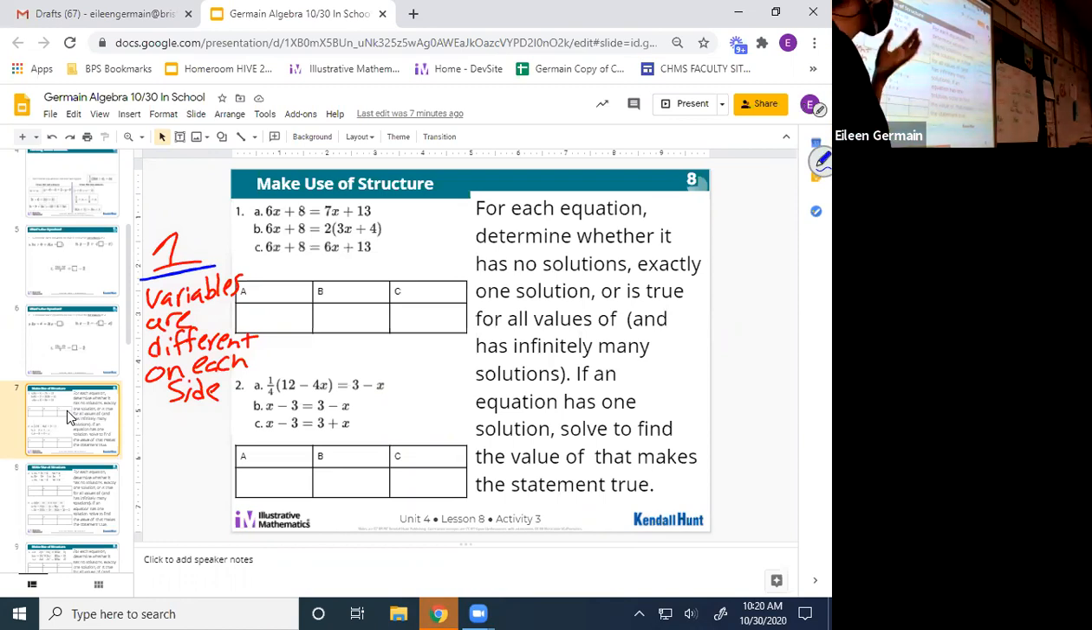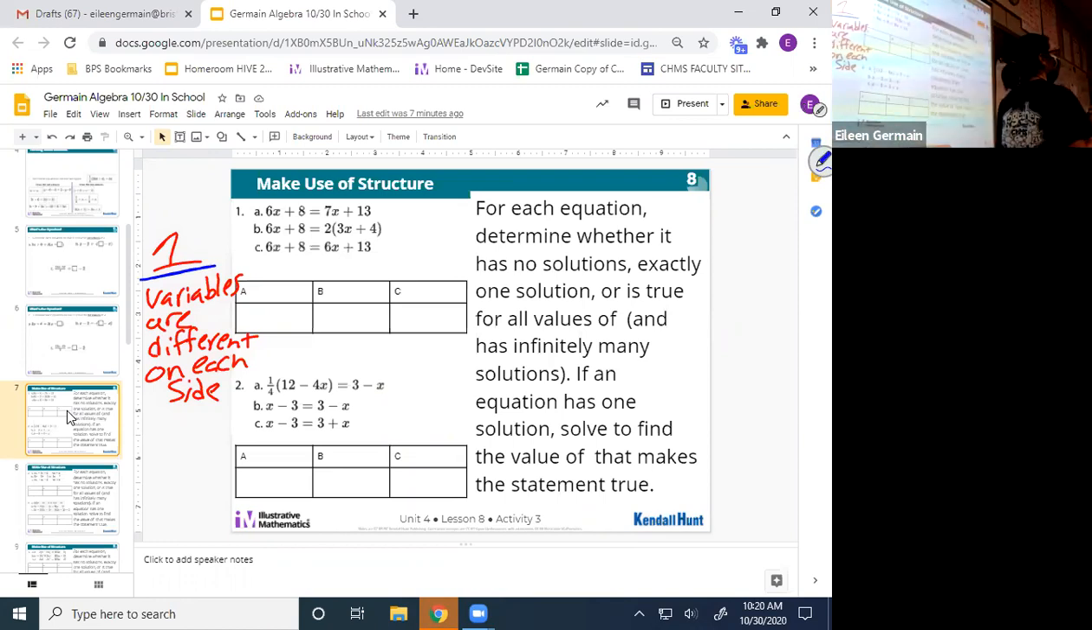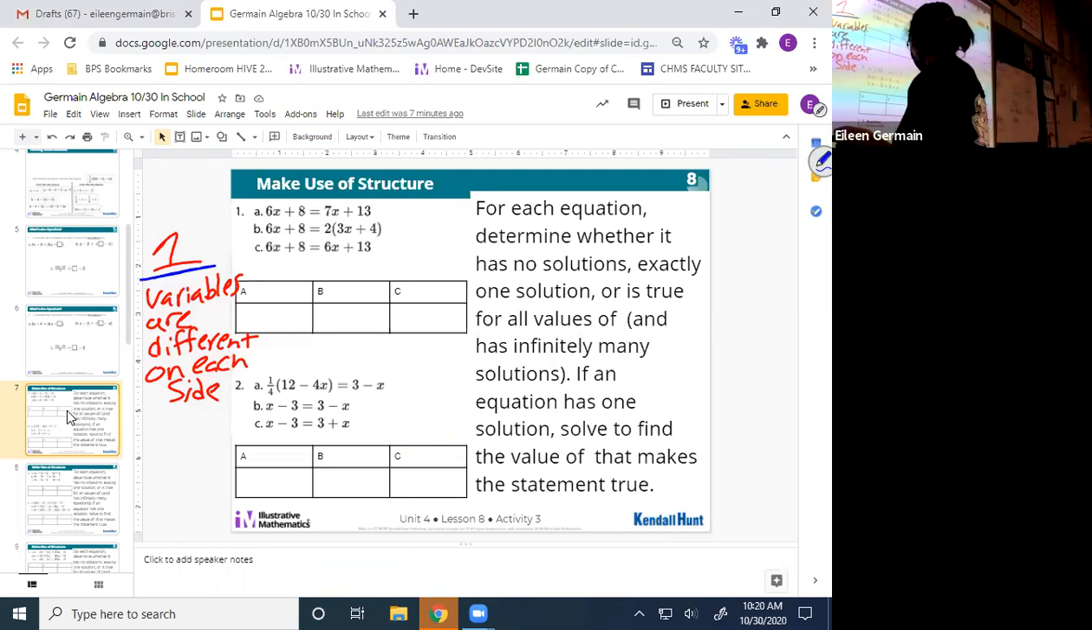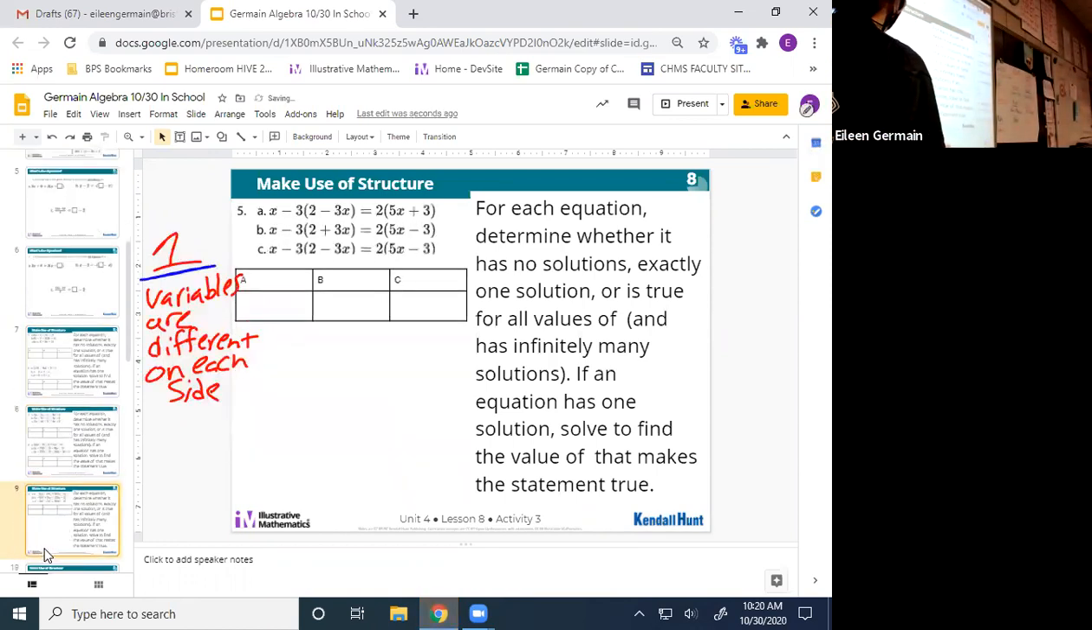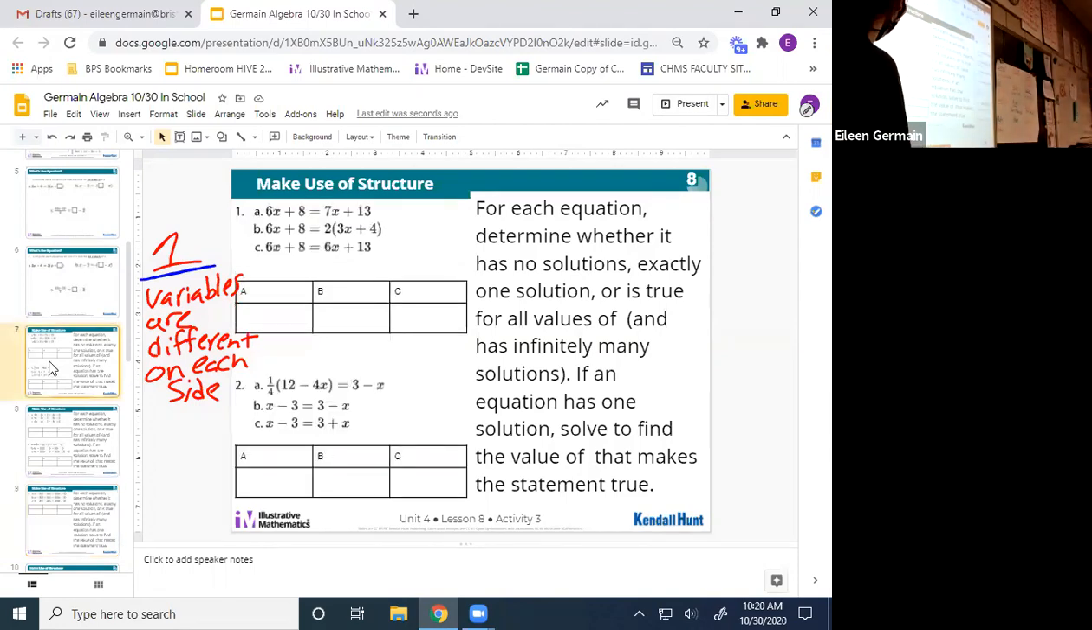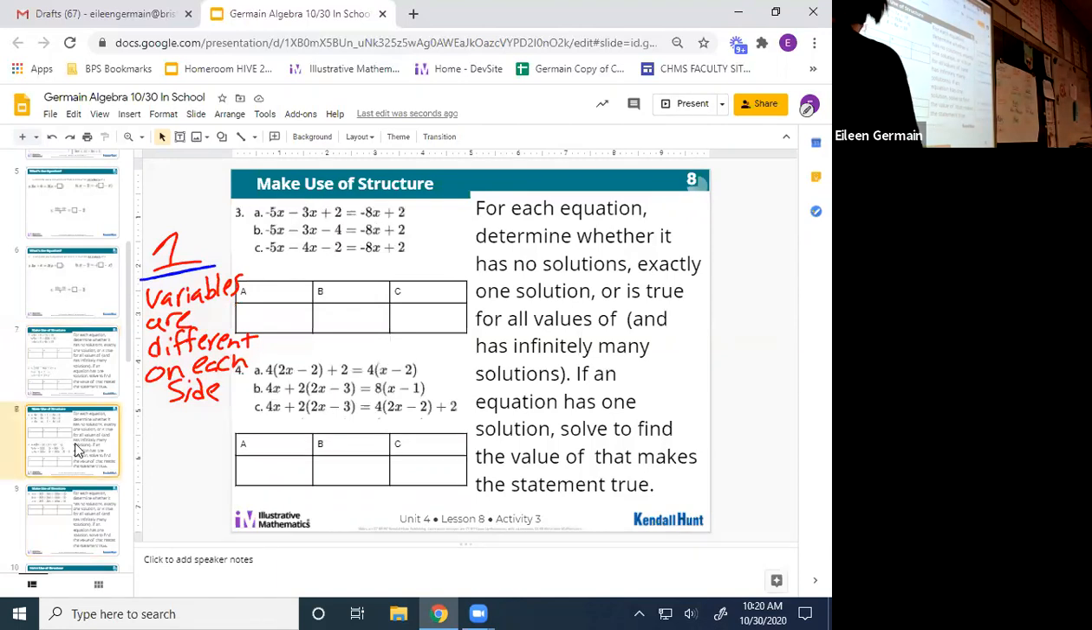There's a lot of problems here. We're going to get through as many as we can. I'm going to give you 7 working minutes to look at all of these. There are 15 of them, but some of them you can just look at and make the decision. For the first couple, you're going to be able to make those decisions really easily, and then you might have to do some solving to see what's going to happen.